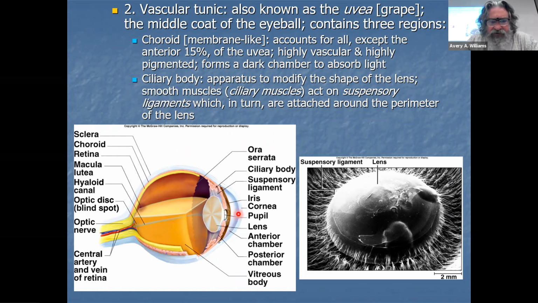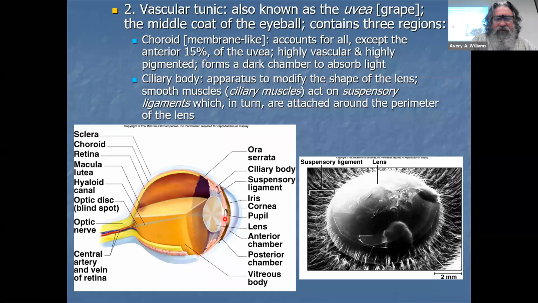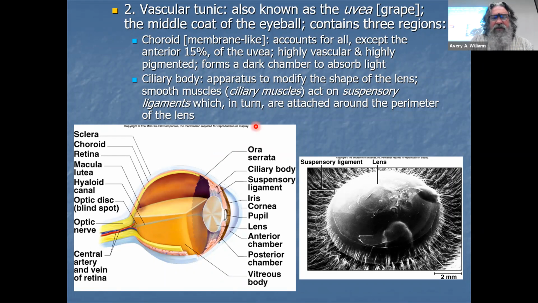If you look right here, of course, you can see the lens, just like a lens in a camera, a lens in a microscope or magnifying glass. It magnifies and it changes the angle of light, and you can focus on things. That's why you have a lens, so you can see. It has smooth muscles associated with it, which are called ciliary muscles, and it's suspended. It's acted upon by suspensory ligaments, which in turn are attached around the perimeter of the lens.